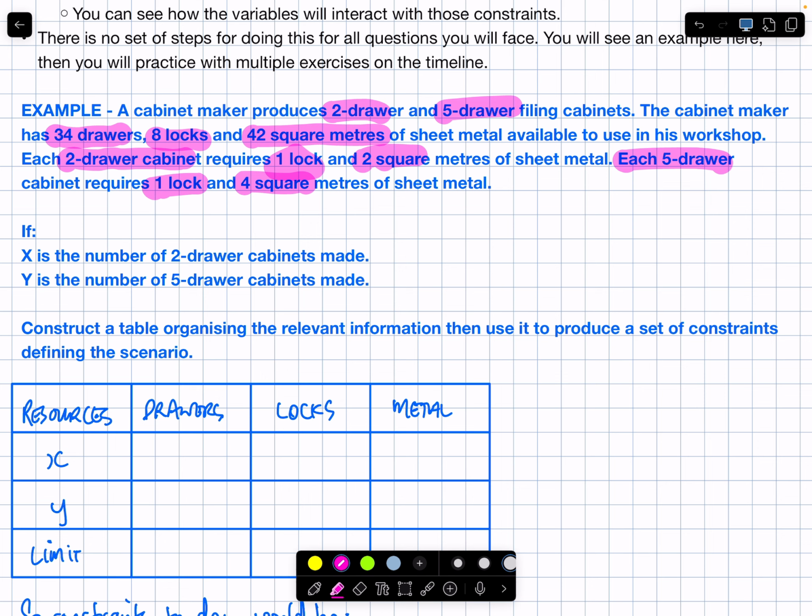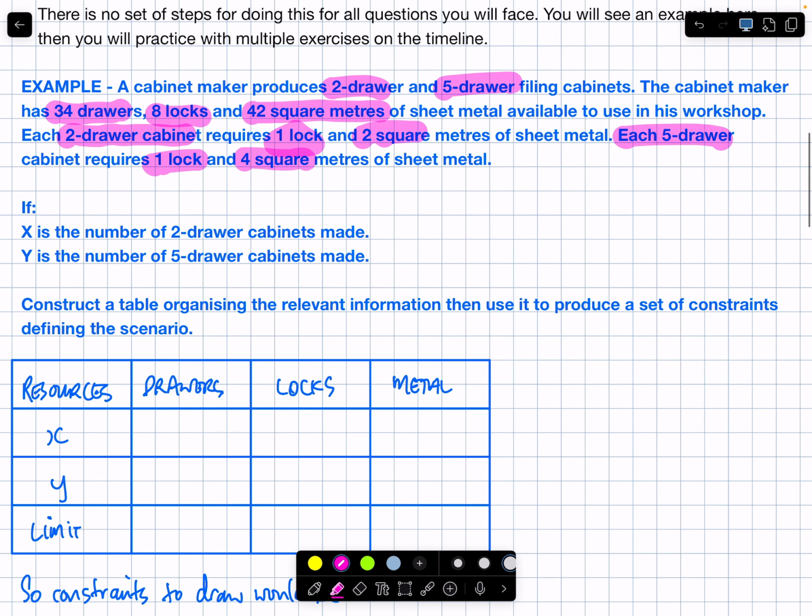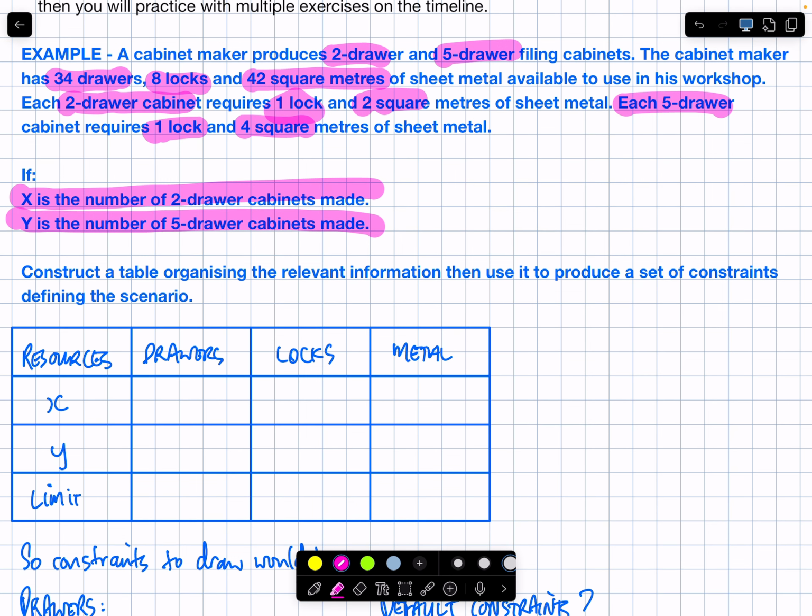So we have a bunch of info here. We need to lock it down and put it into a table. If I decide that X is the number of 2-drawer cabinets, Y is the number of 5-drawer cabinets, I could make a table that looks like this. What are the things going into the cabinets? Drawers, locks, and metal.